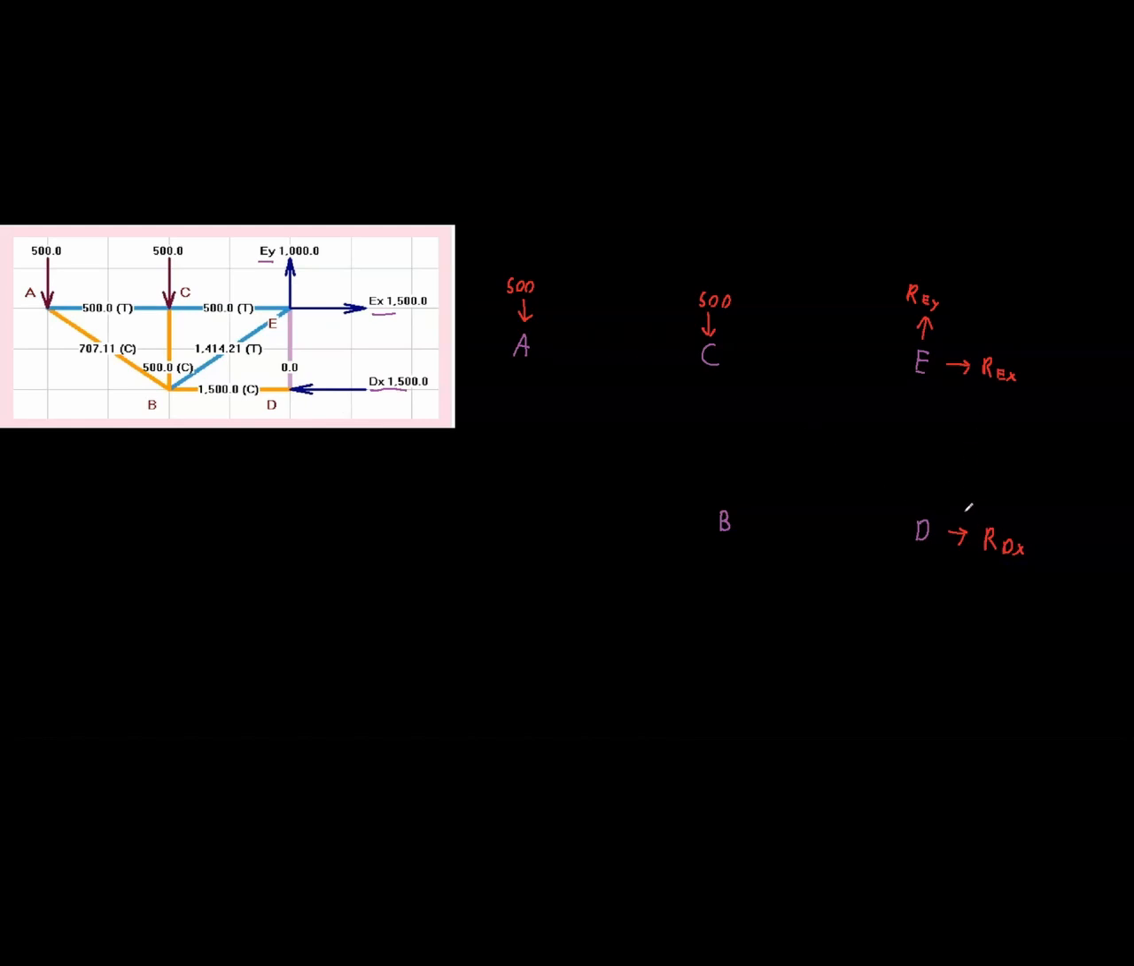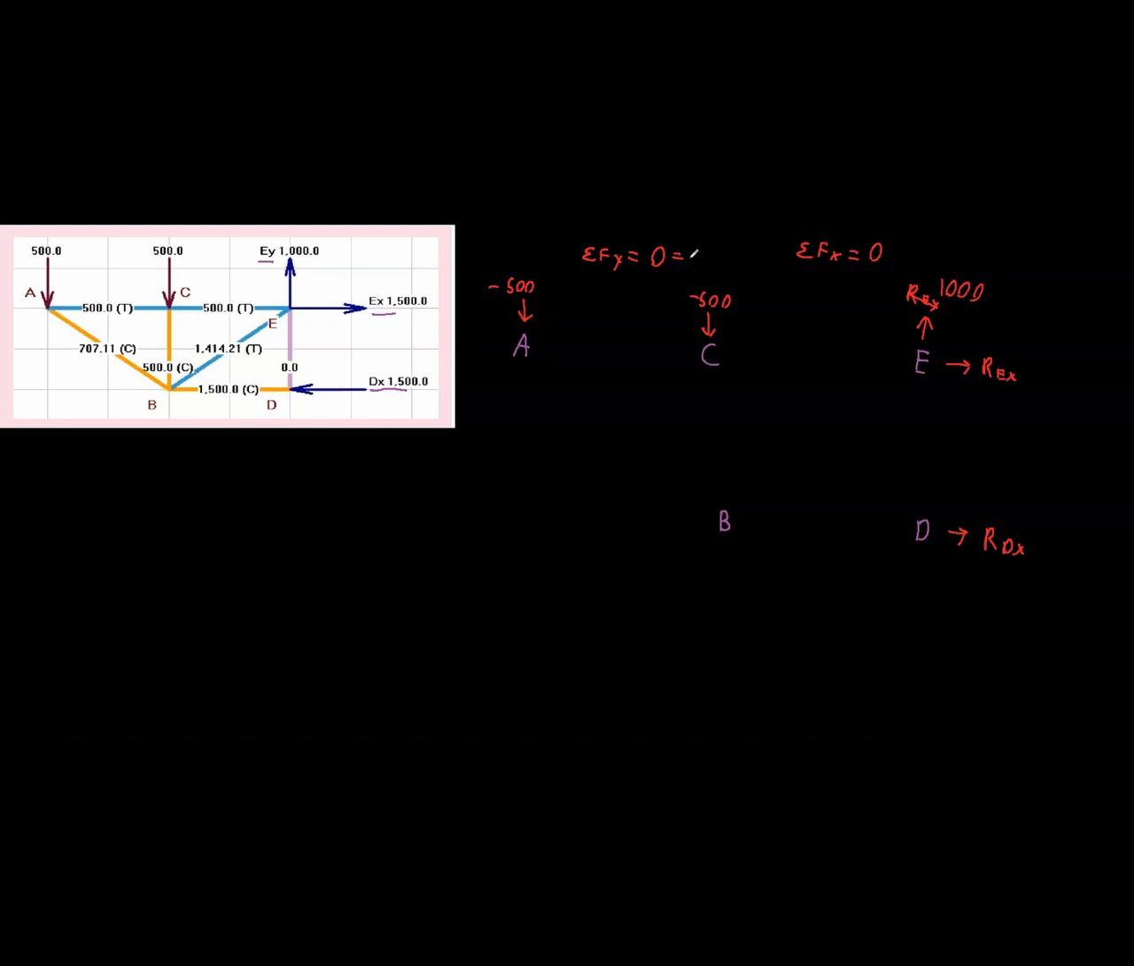Okay, now how do I know if this is going to the right or this is going to the right? We'll get to that in a second. I do know that the sum of all forces in the Y direction has to add up to 0, and the sum of all forces in the X direction has to add up to 0. Well, there are 3 forces in the Y direction. I've got 500 pounds, 500 pounds, and reactionary force at E in the Y direction. I know that these 2 500 pounds are going down. Therefore, I know REY has to be going up with 1,000 pounds.